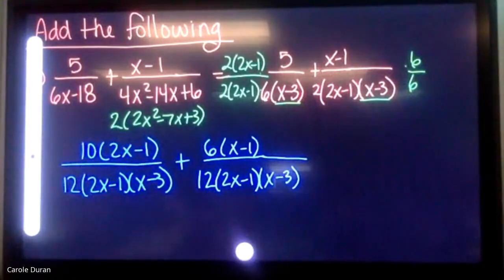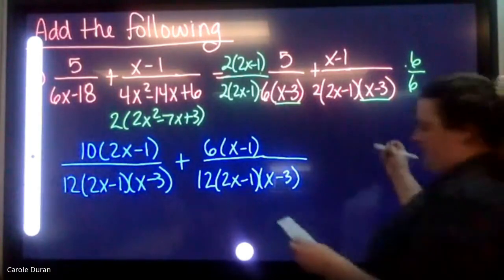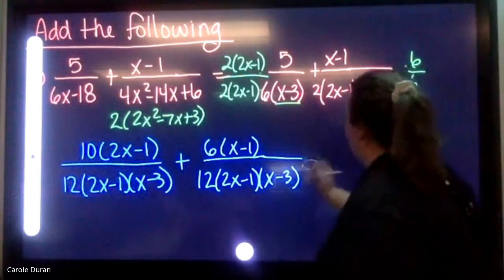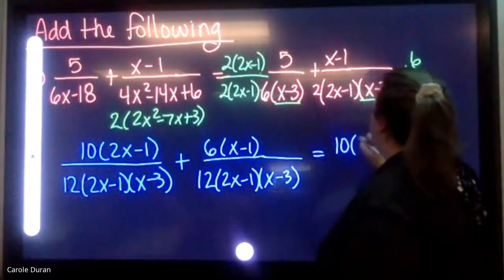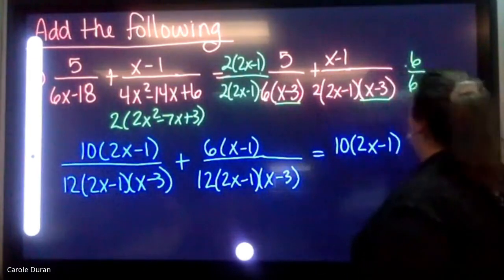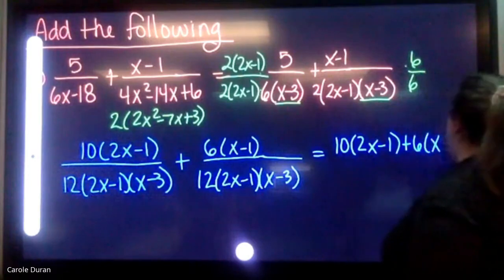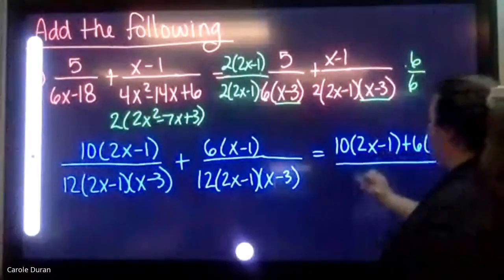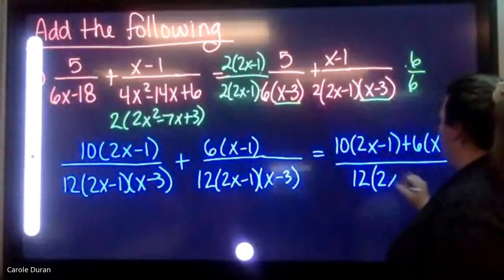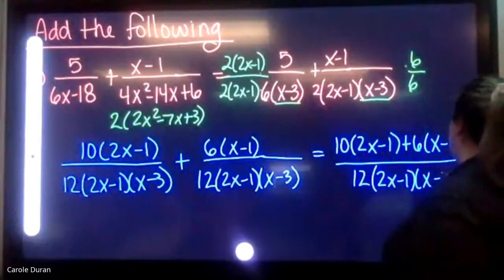And then I just finished by putting my numerators together. We'll combine it. So I have 10 times 2x minus 1 plus 6 times x minus 1 over common denominator, 12, 2x minus 1, x minus 3.